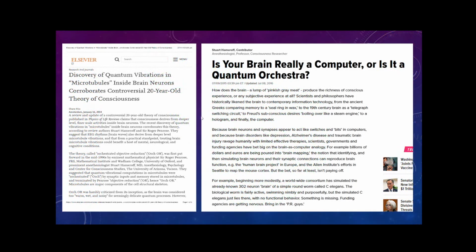And here's these articles coming every month now. Discovery of quantum vibrations in microtubules inside brain neurons corroborates a controversial 20-year-old theory of consciousness. Now, this theory is talking about that since consciousness is associated with the speed of firings of the neurons in synchrony with each other, forming waves of depolarization, the speed of those waves of depolarization are directly related to different states of consciousness. Like I said, beta, alpha, theta, delta. But they're arising from quantum vibrations in the microtubules that populate each neuron.